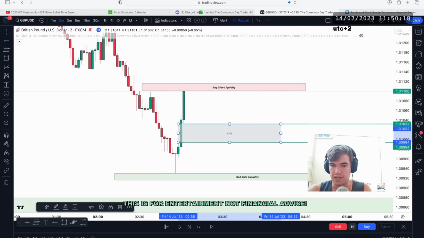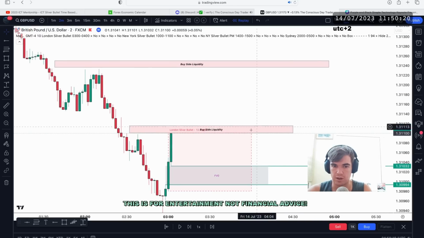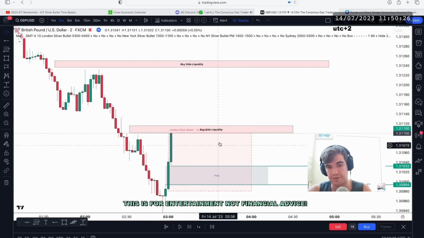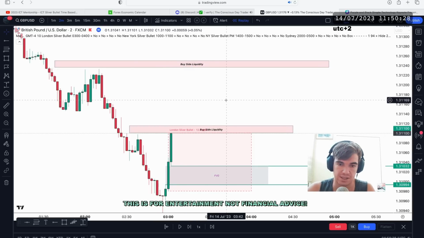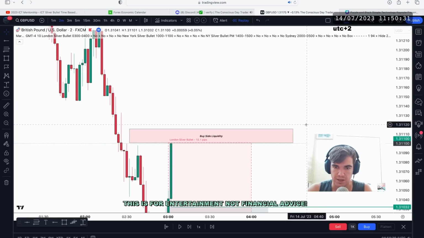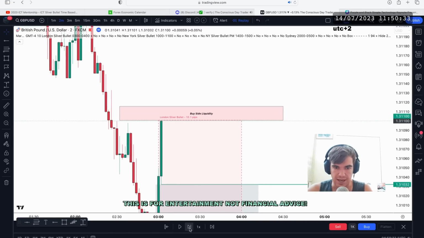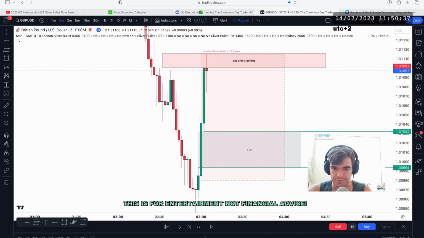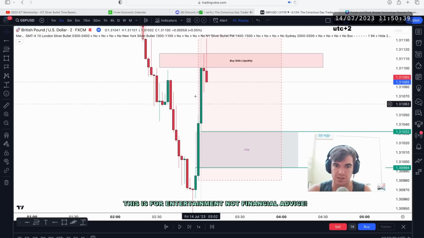Now in the silver bullet, what we're looking for is the price to take this liquidity, and if it takes this liquidity and we push that fair value gap up, for us to get that opportunity to go long. Let's see if it gave us that opportunity next. This is today's data, by the way. So price comes back in. Let's see where that candle closes. So that's closed here. So this is interesting.